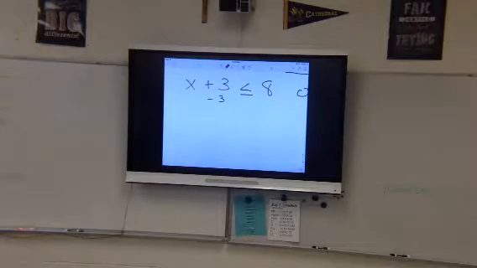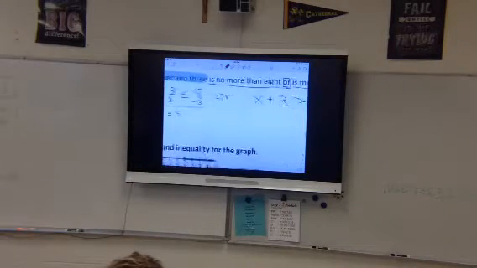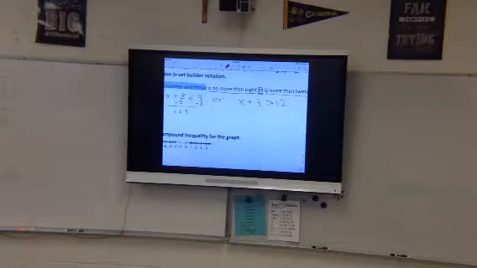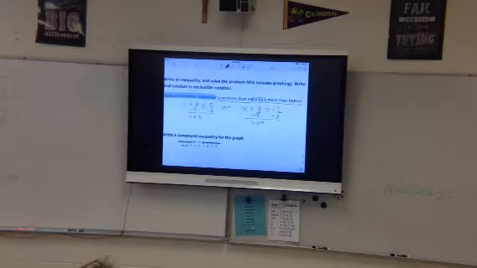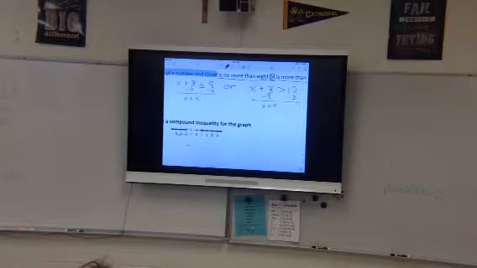Good, so subtract 3 from both sides. So we have x is less than or equal to 5. Zion, how do we solve the second one here? Subtract 3. Very good, subtract the 3. So then x is greater than 9. Now, it did say this includes a graph. So we're going to put 5 and 9, just hand sketch it. Closed on 5, heading out, open on 9, heading out.